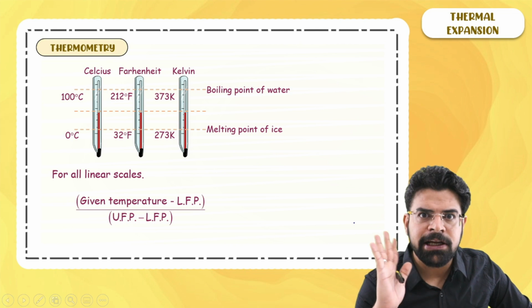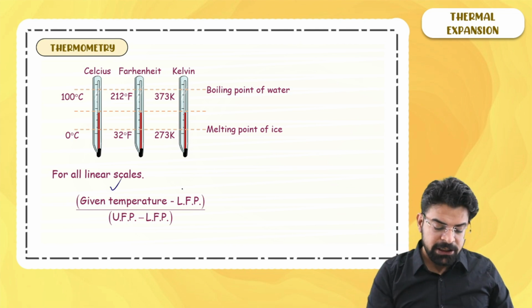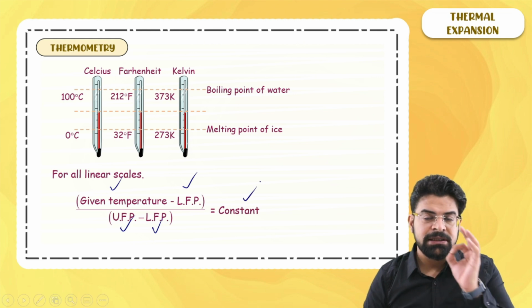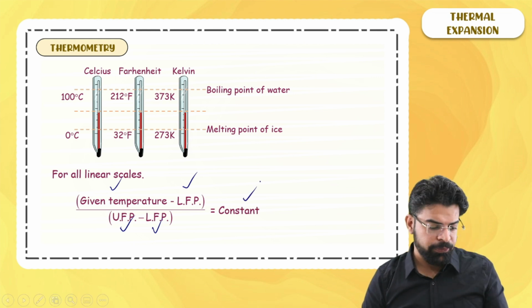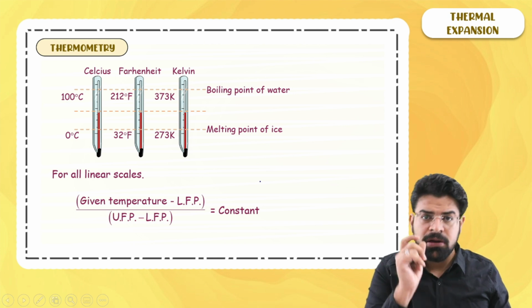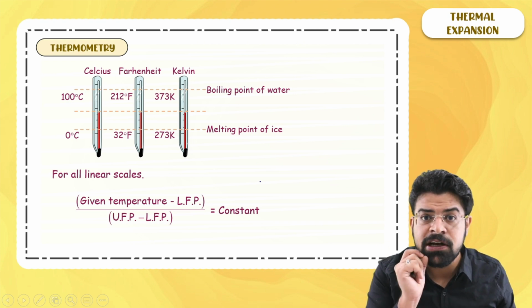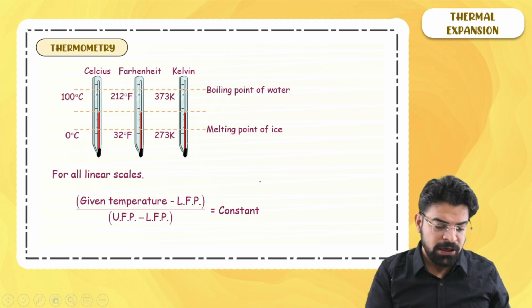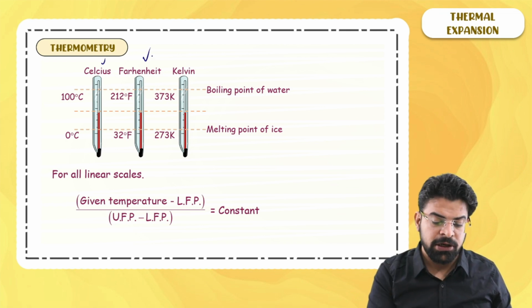For all linear scales, (given temperature minus lower fixed point) upon (upper fixed point minus lower fixed point) equals a constant. This is the formula that you have to mug up. Now, before we do some questions based on temperature conversion from one linear scale to another, first let's learn how to convert Celsius into Fahrenheit.